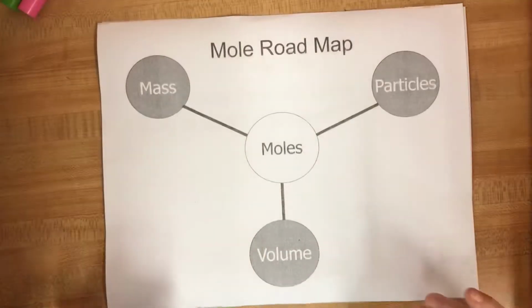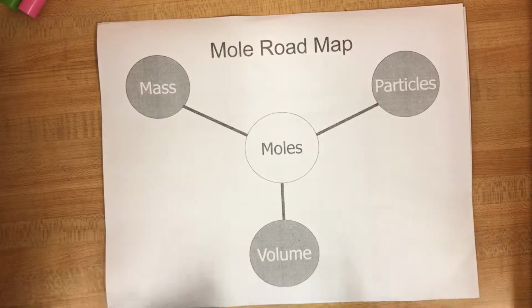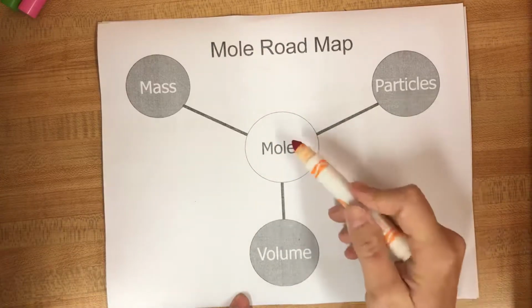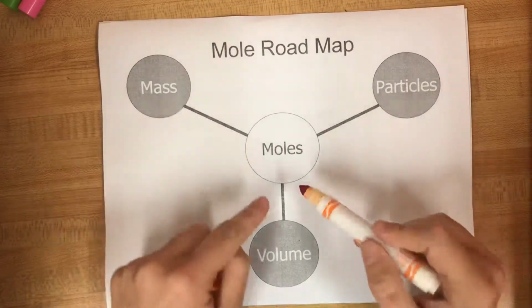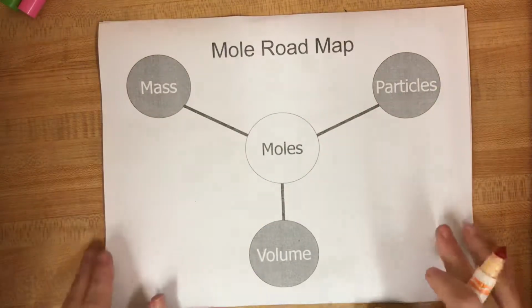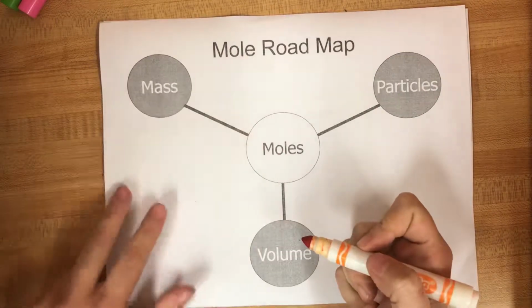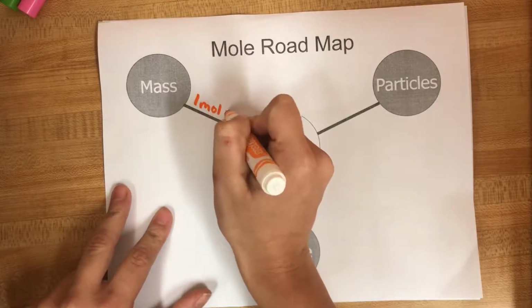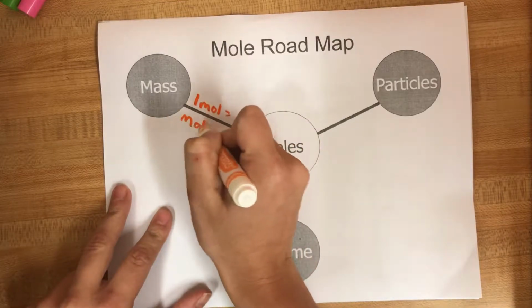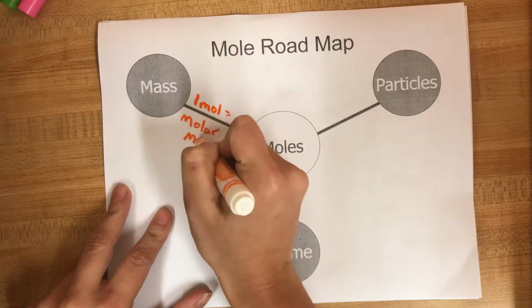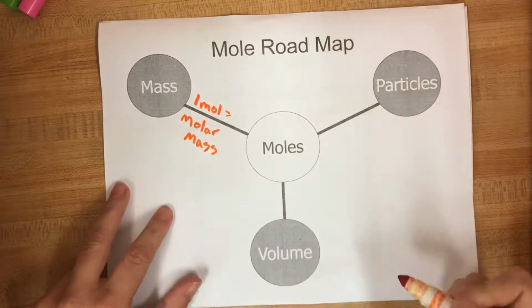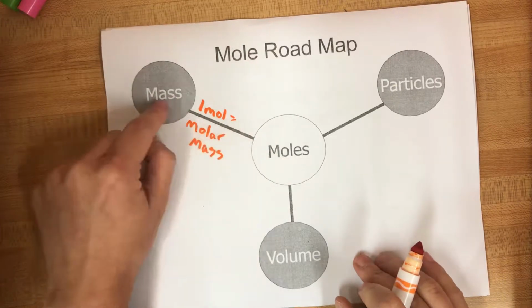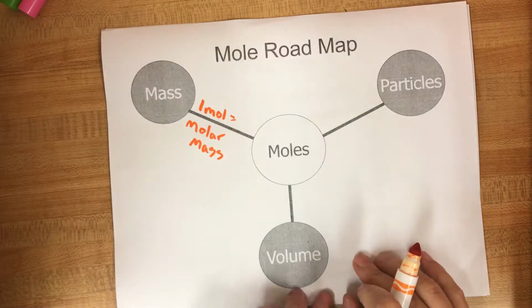So all of the conversions that you learned in the first video are all about moles. And so what's happening is you're going to take these conversions and connect them just like a map. So to go from mass to moles, you should have learned that 1 mole equals the molar mass of a substance. So this is your road. In order to go from mass to moles or moles to mass, this is the conversion you have to do.